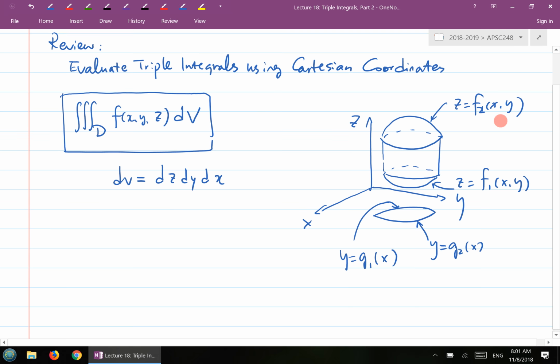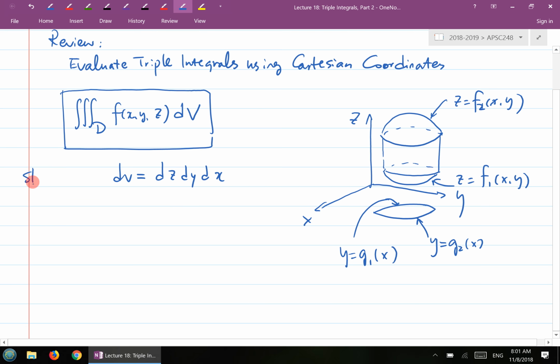Your first step is what we call the order. So decide on the order of the integration. For Cartesian coordinates, there are 6 combinations. A lot of the time it doesn't matter what the order is, but it could be the typical order that you choose, dz, dy, dx.